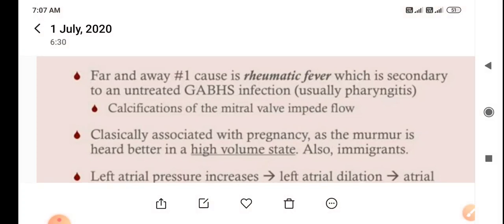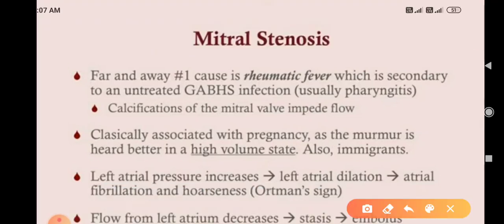Today we are going to discuss mitral stenosis. Far and away, the primary cause is rheumatic fever. The most common cause of mitral stenosis is rheumatic fever, which is secondary to an untreated group A beta hemolyticus streptococcus infection, usually pharyngitis. Calcification of the mitral valve impedes flow, classically associated with pregnancy, as the murmur is better in a high volume state.